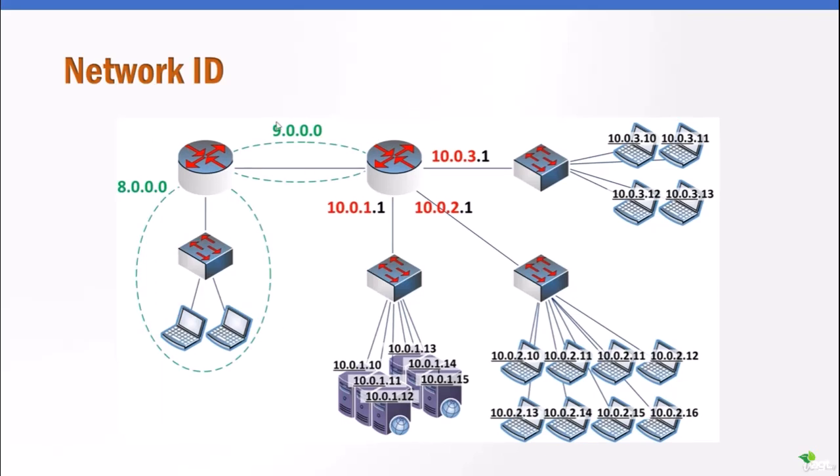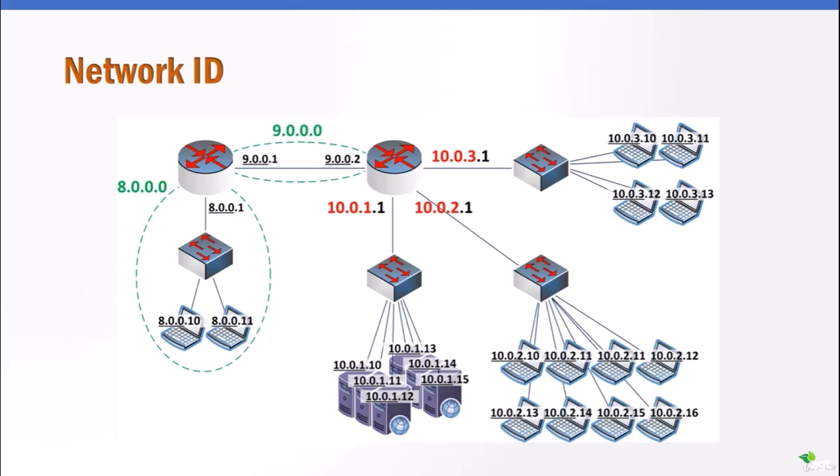This point-to-point network, a point-to-point network is a simple network between 2 routers. It's going to be 9000. So this is our network ID. The small LAN with 2 laptops is going to be 8000, and here are the end host IP addresses in these 2 networks.